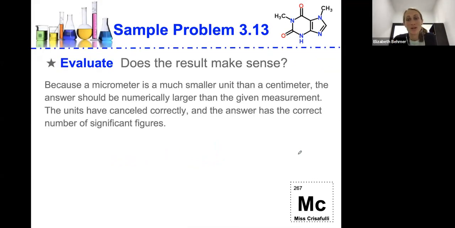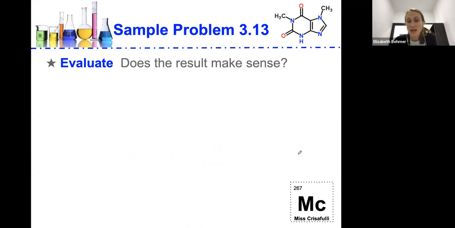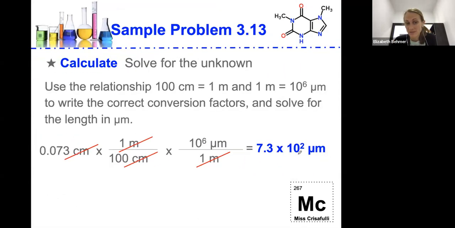Because a micrometer is a much smaller unit than a centimeter, we should have a very large number, and the units have canceled correctly, and the answer has the correct number of significant figures. We just want 2 significant figures.